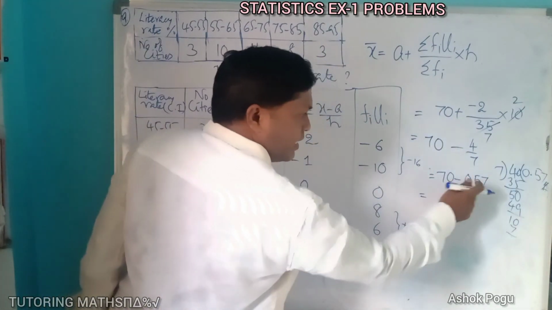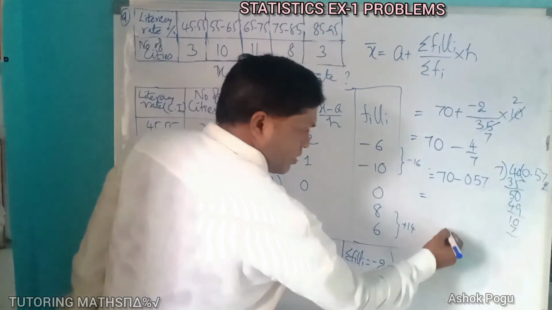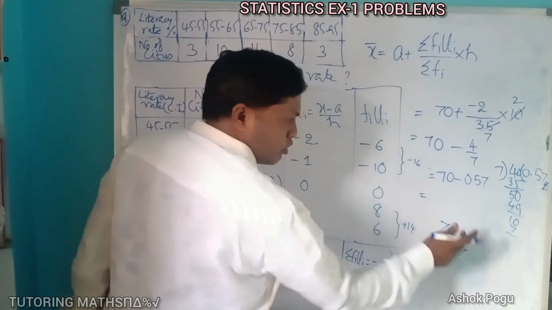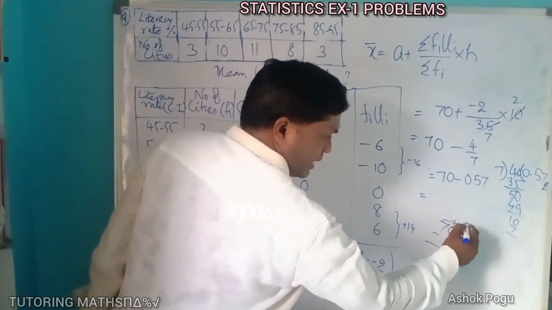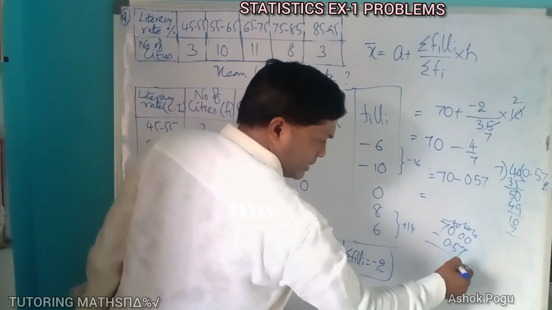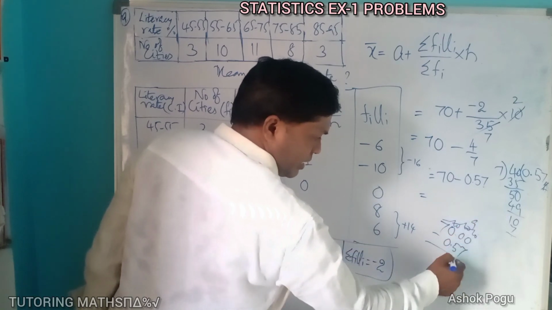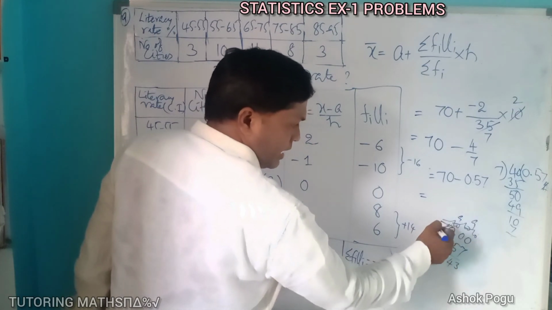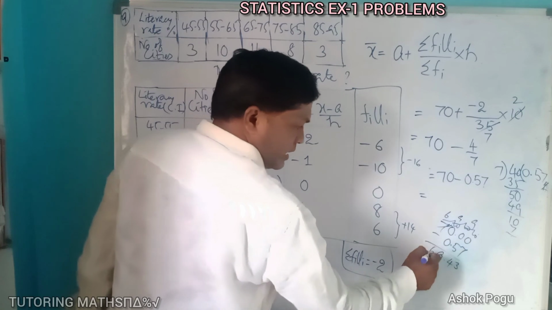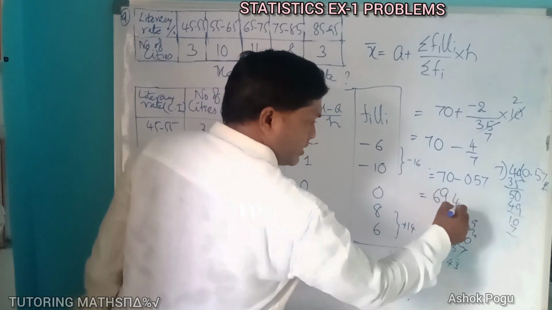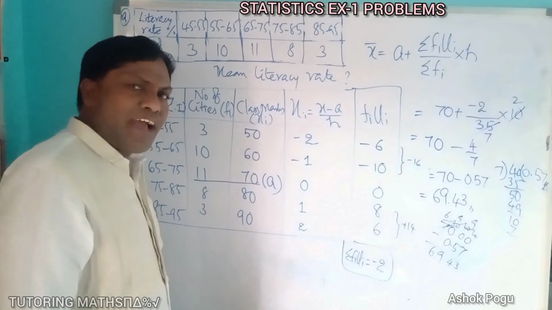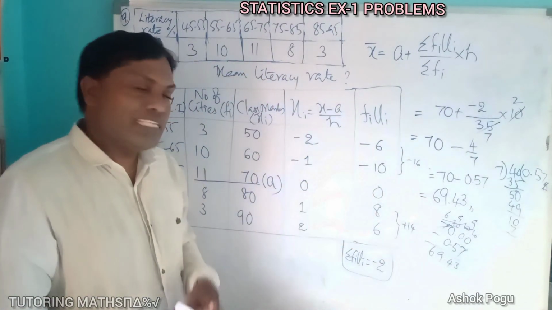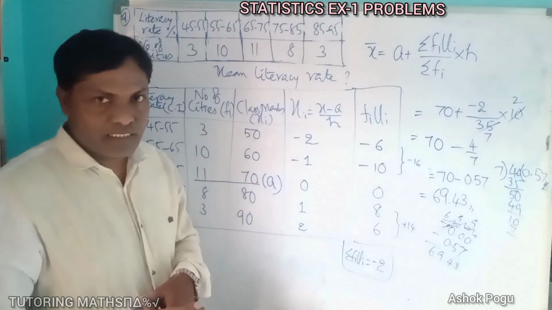Now it is 70 minus 0.57. Subtract it properly, because with decimals you must be careful. Directly borrow: 10 minus 7 is 3, and here 9 is left. 9 minus 5 is 4, and 9 is left, and 7 taken as borrow means 6. Now it is 69.43. What is the average literacy rate? 69.43 is the average literacy rate for this data.